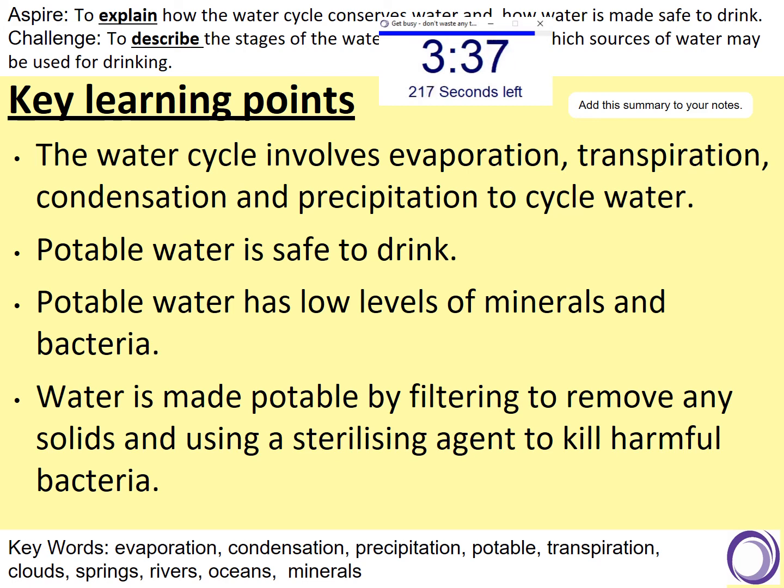So please make sure that you have got in your notes that the water cycle involves evaporation, transpiration, condensation and precipitation to cycle water. So that's 4 keywords plus the keyword of the water cycle included in one sentence. You need to write down that potable water is safe to drink. You need to write down that potable water has low levels of minerals and bacteria, and that's why it is safe for us to drink it. And that we make water potable by filtering to remove any solids and using a sterilising agent to kill any harmful bacteria.